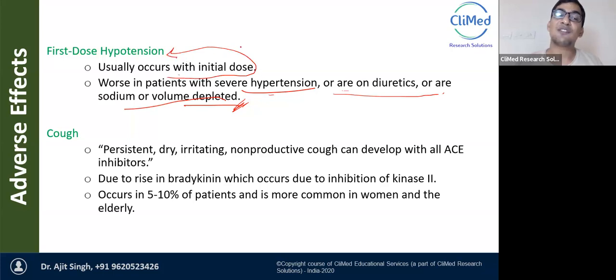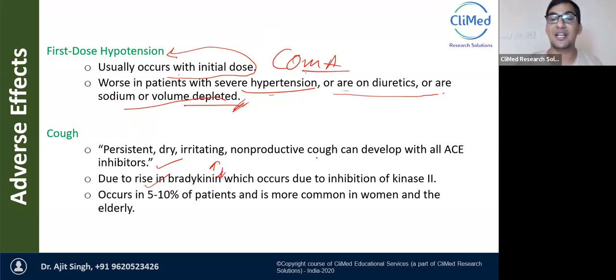These kinds of patients can face first dose hypotension and it can even lead to coma. So in such patients we should not start with a high dose. And the major side effect is cough, because of raised levels of bradykinin. High levels of bradykinin.